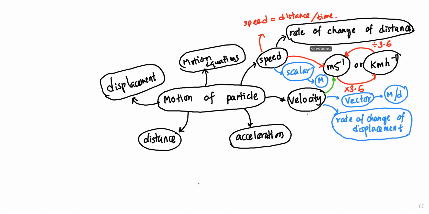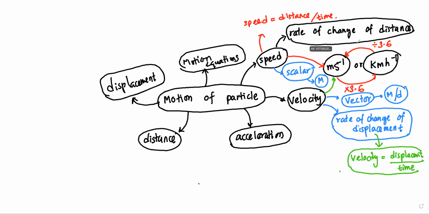Right. The next thing, they have an equation too. So velocity equals displacement over time. Displacement over time. So this is the equation for the velocity.